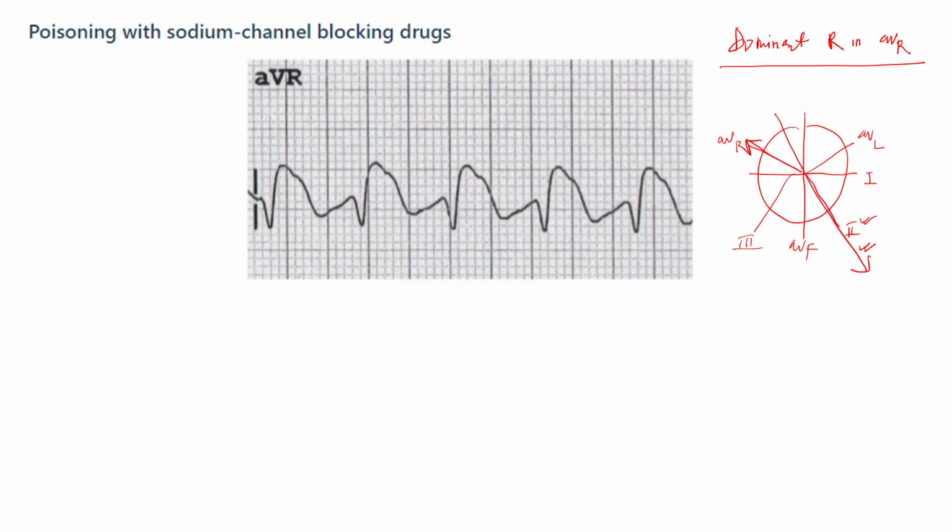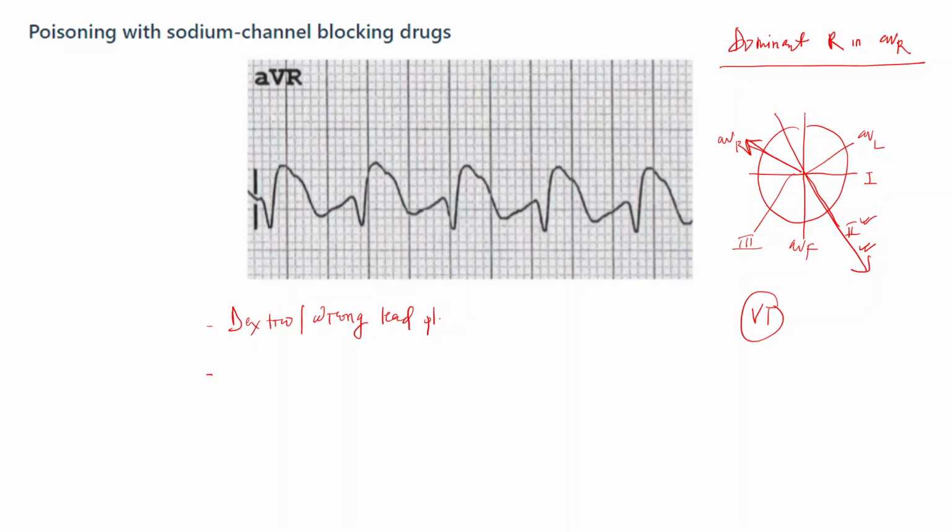Okay, so what can cause it? If there is dextrocardia, then everything is opposite. So dextrocardia can have a dominant R in aVR, and sometimes wrong lead placement can too. Anyway, these causes are not really pathological. So really, what are the pathological conditions where you get a dominant R in aVR? A very important cause is ventricular tachycardia.